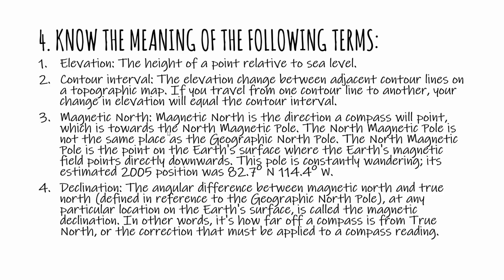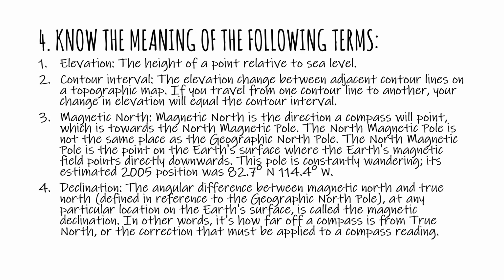Then we have the magnetic north. I want to make sure that you understand there is a magnetic north and there is a true north. We're going to read it, but then we're going to have a short video to explain it and make it more clear for us. The magnetic north is the direction a compass will point, which is towards the north magnetic pole. When we say north, we're going north. It's all pointing towards the north pole.